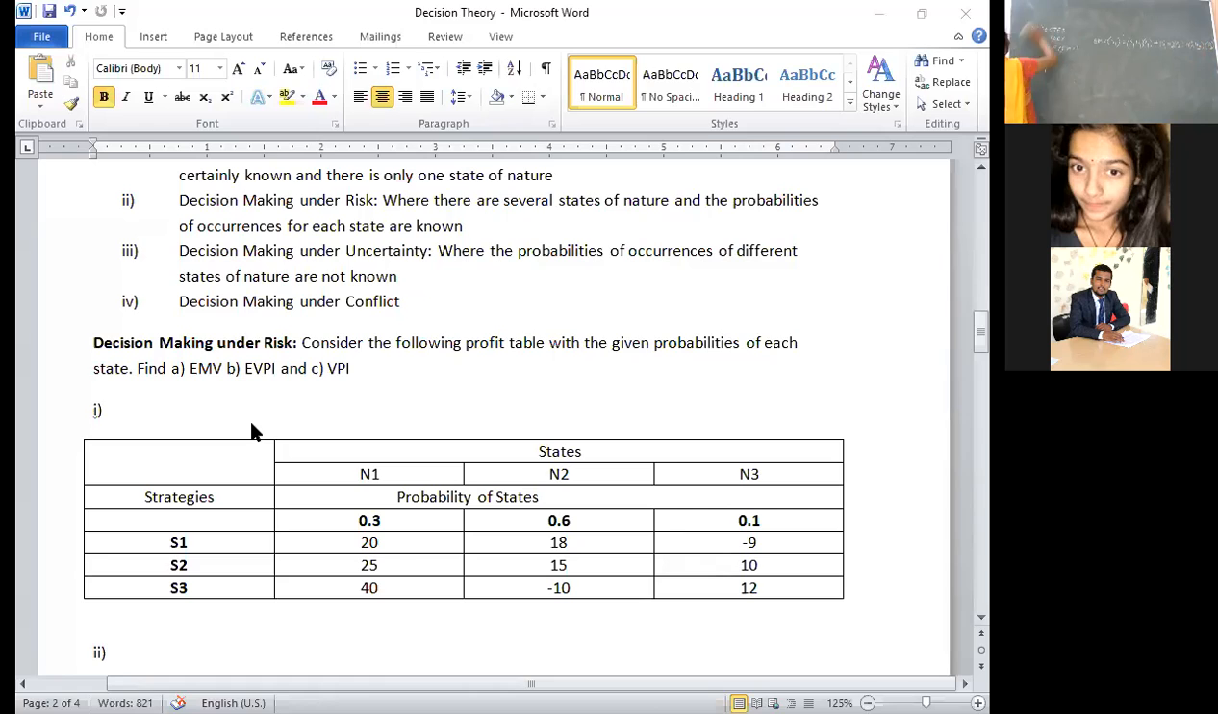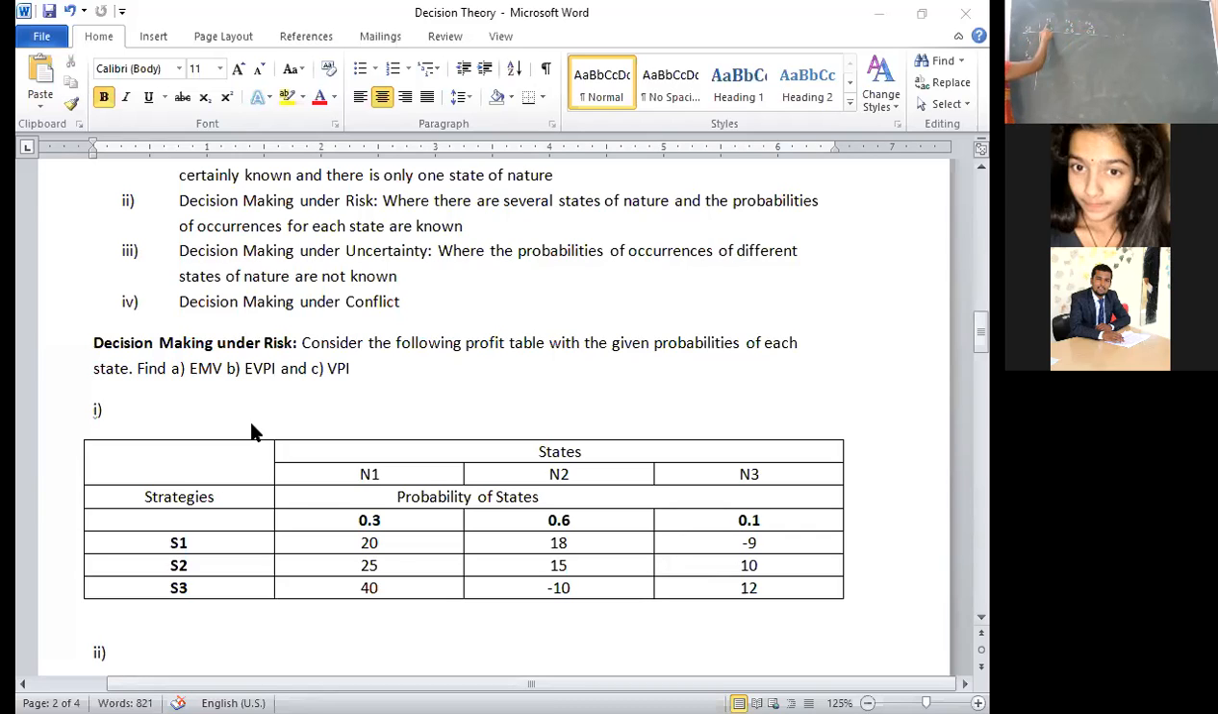How to solve? Take down the table. Strategies are given: S1, S2, S3. Three strategies. Strategy is nothing but how you are going to achieve the goal. States of nature are given: N1, N2, N3. The corresponding probabilities are also given, that is 0.3, 0.6, 0.1. If you add these probabilities, you will get a total of 1.